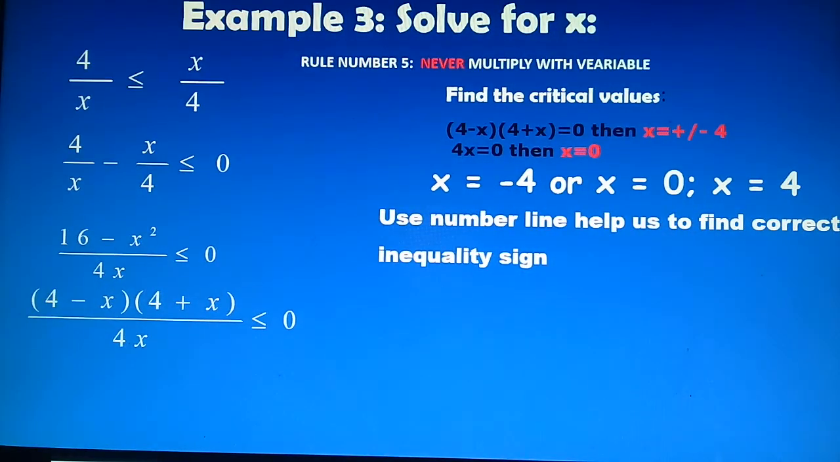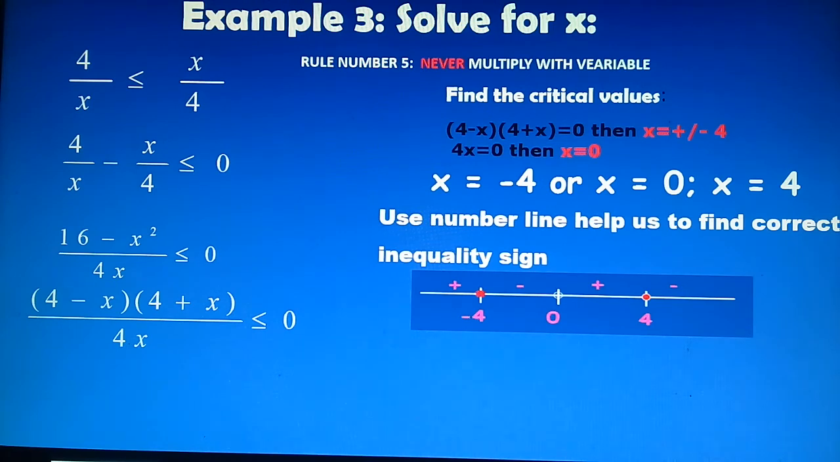Okay, now use our number line to find the correct sign of the inequality. Here is our number line. We have minus 4 as the lowest, then we have 0, and we have 4. Then use our calculator to substitute. You can choose any number less than minus 4 and substitute in your equation. We can choose minus 5. In our equation we're going to have 4 over minus 5, plus minus 5 divided by 4. Remember, we're not interested in the numbers, we're only interested in the sign. Then we got a positive number there.